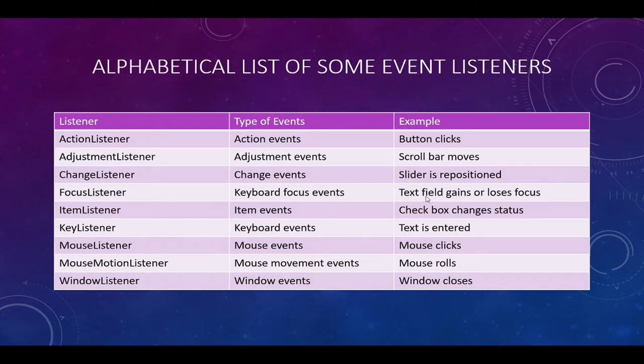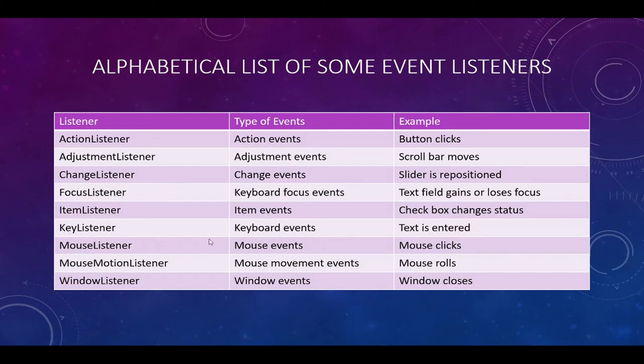A text field can gain or lose focus, determined by whether the user has clicked in that text box or not clicked in that text box. There's an item listener, traditionally used for check boxes. I have such a hard time with that word today.